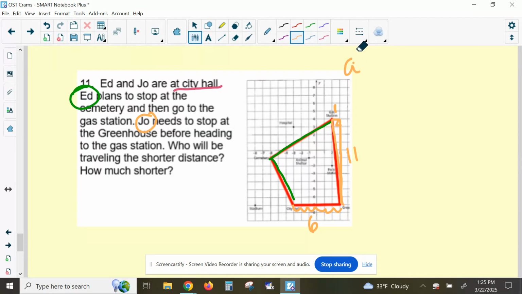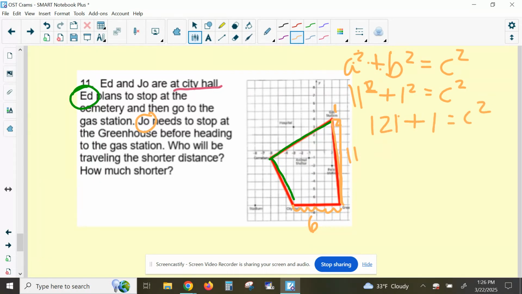So a squared plus b squared. Why does that keep doing that? It's driving me crazy. A squared plus b squared. You see how the eraser is showing up there. Equals c squared. So that's 11 squared plus 1 squared equals c squared. So that's 121 plus 1 equals c squared. So that's 122 equals c squared.